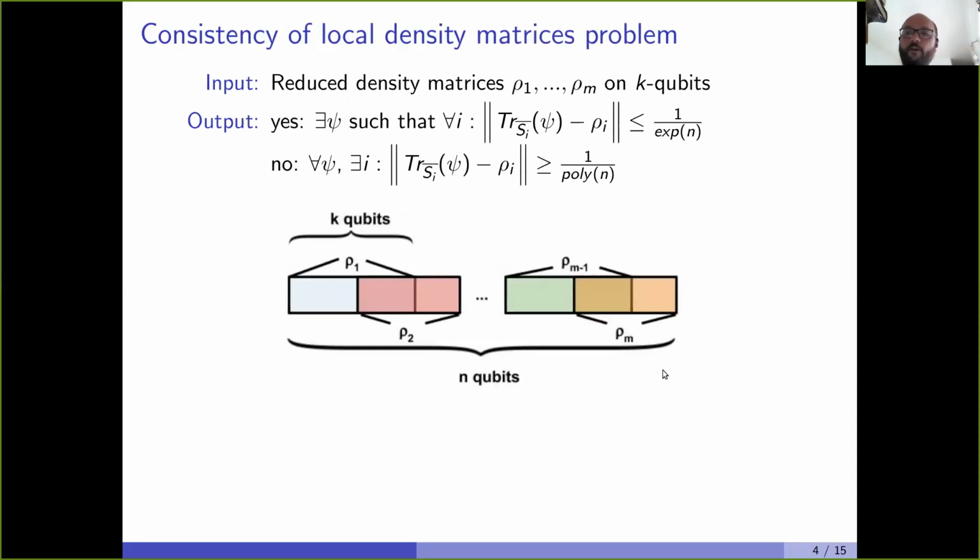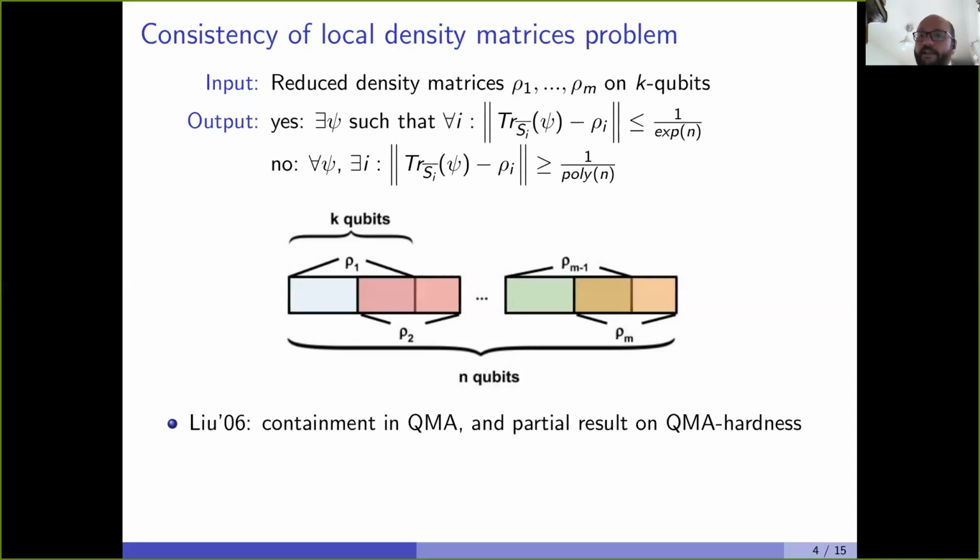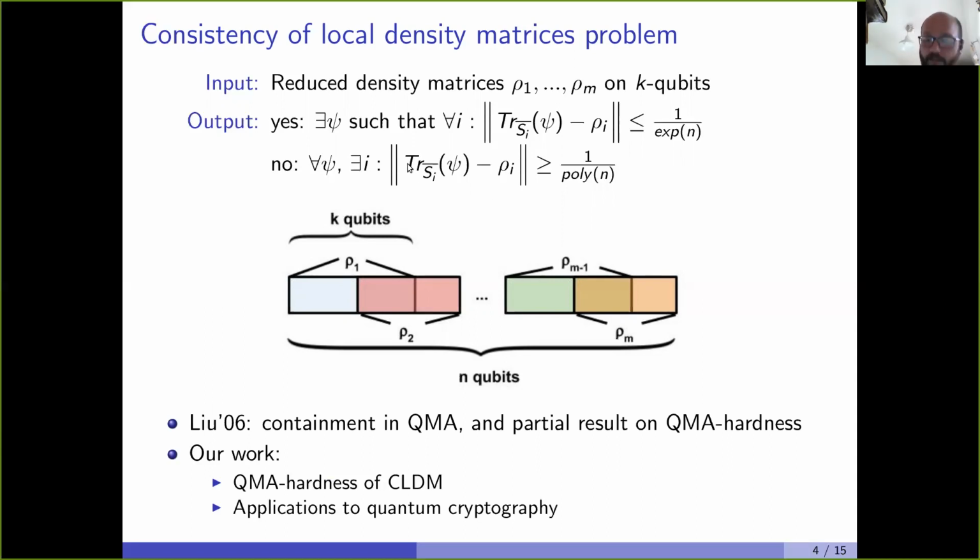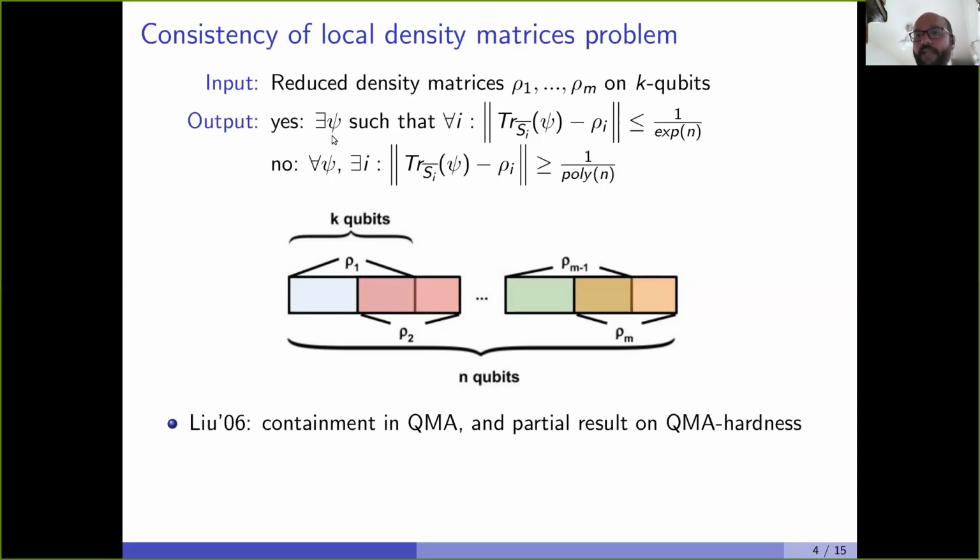And going back to the consistency of local density matrices problem, what Liu showed in 2006 is that this problem is in QMA, and this is not so hard to see. The idea is that the prover could provide copies of the state psi as a proof, and the verifier would just check if psi is consistent with a randomly picked rho_i. What Liu also showed is that this problem is QMA-hard under Turing reductions, but Turing reductions, as you might know, are not the standard type of reductions that you want for hardness and completeness.